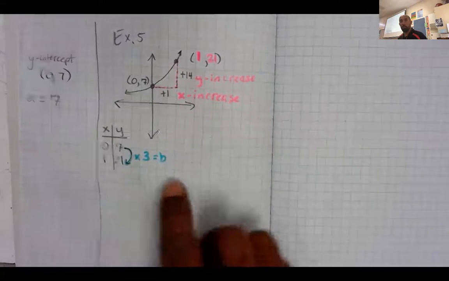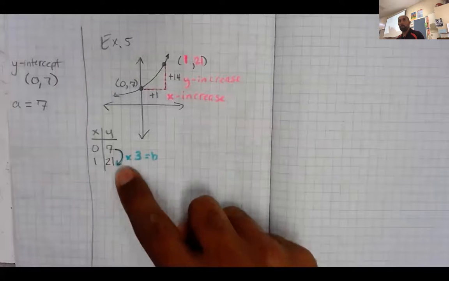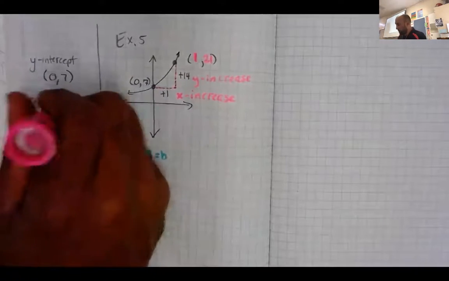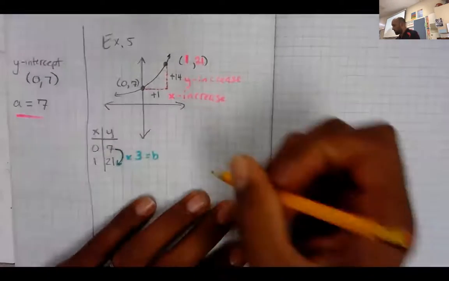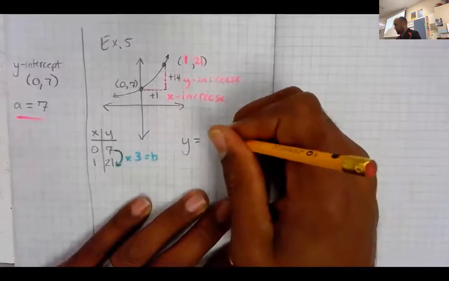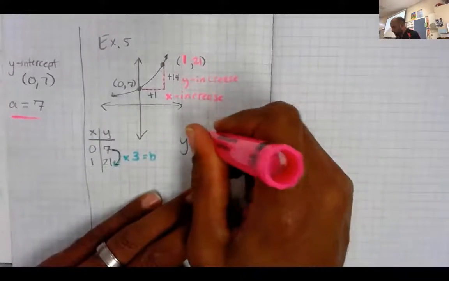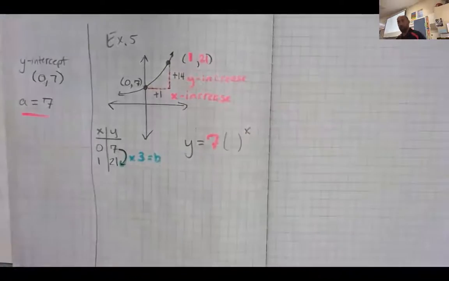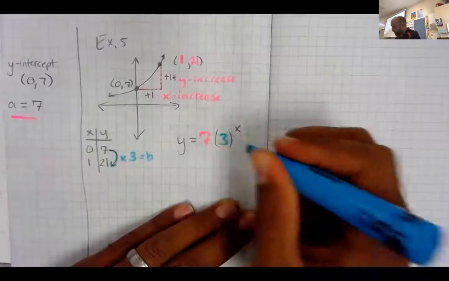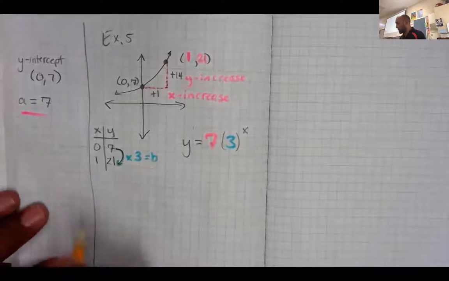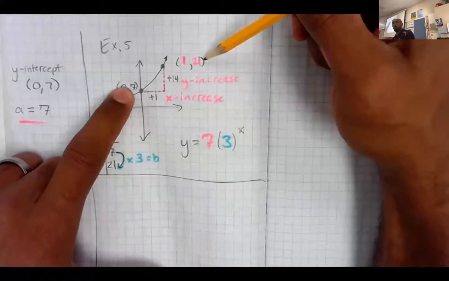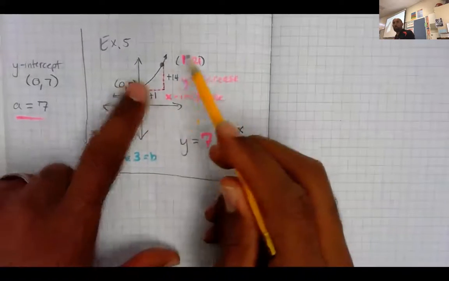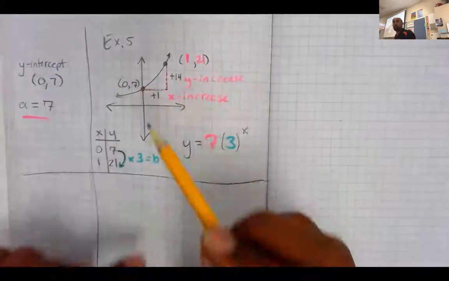Or what you could do is take this number divided by the one before, 21 divided by 7, and that gives you 3. All right, so I know that the a is 7, and the b is 3. So there's my equation. I have 7 times 3, and then I always want to raise it to the x. All right, so that's how you interpret those graphs. You need to figure out what those 2 points are, and then figure out how to get from that y value 7 to that next y value.